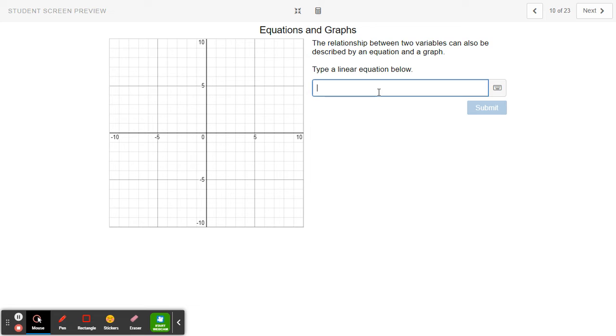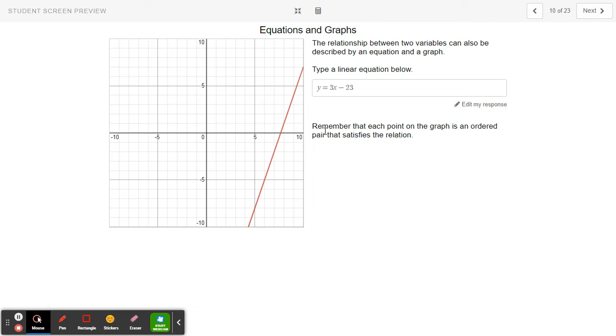So obviously, once we have patterns that we notice in tables of values, we can use that to come up with equations, which are another powerful tool. So here we just want to type any linear equation you want. Doesn't matter. You can put whatever you want. Okay, you hit submit. Remember that each point on the graph is an ordered pair that satisfies the relation.